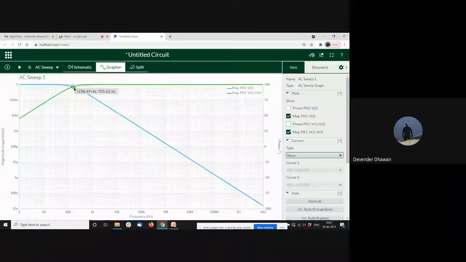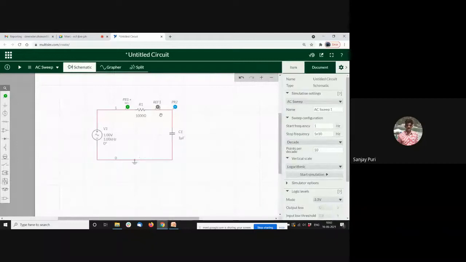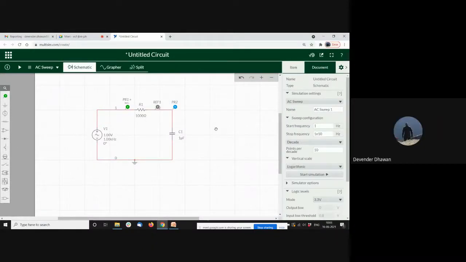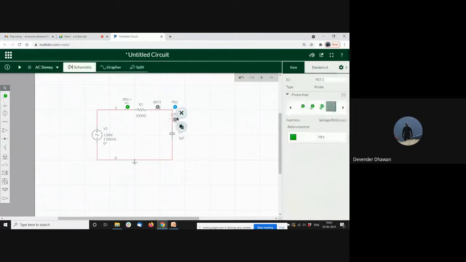I hope I was able to answer your question for the reference voltage also. Yes, please show the schematic once again. Schematic once again. Okay, PR1 and reference. We have to double click on the voltage probe. So first of all, you have to go under probe and select a voltage reference. Whichever point you want to use as a reference, you put that reference probe there.